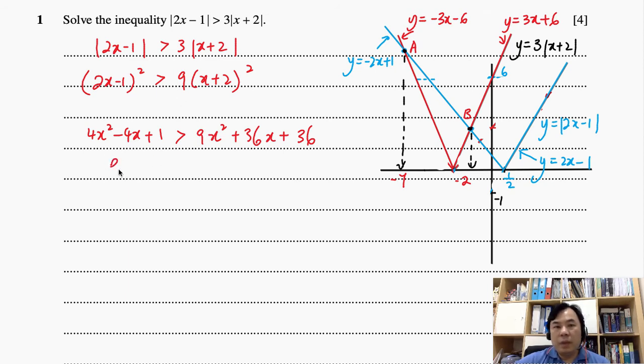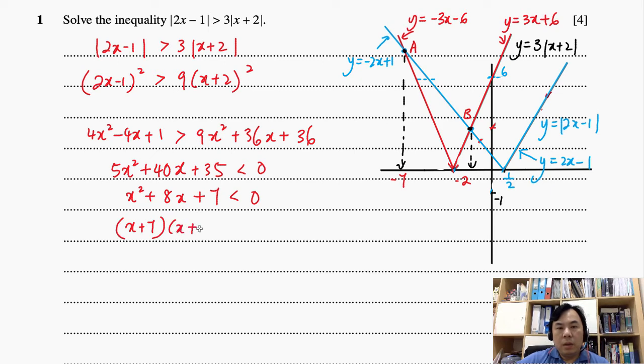So that will be a 5x squared. Hold on, so let me see. So there will be a 5x squared, and then that will be a 40x, and then finally I have 35 less than 0 there. So that will be x plus 7, x plus 1 less than 0. So you can see that this inequality is less than 0.